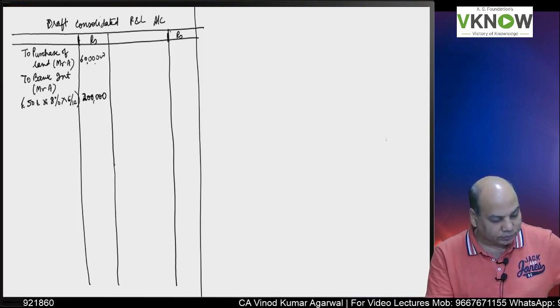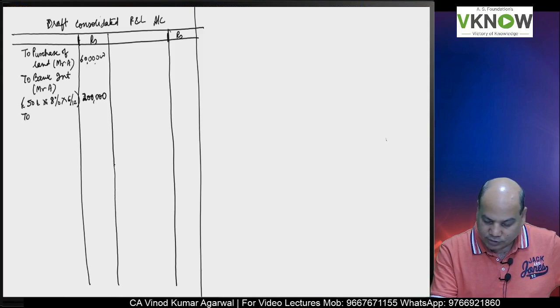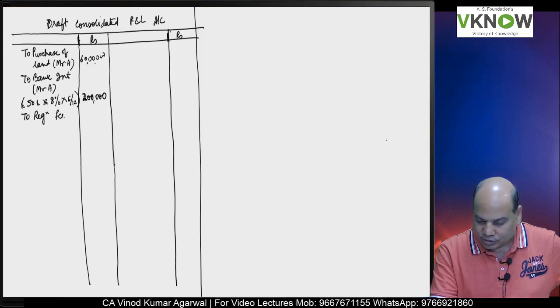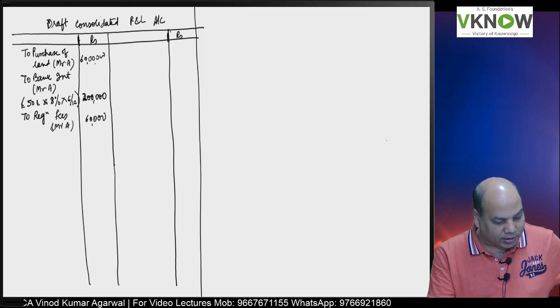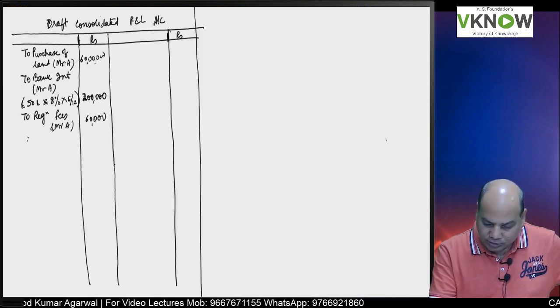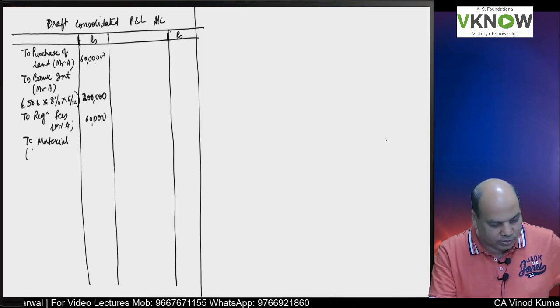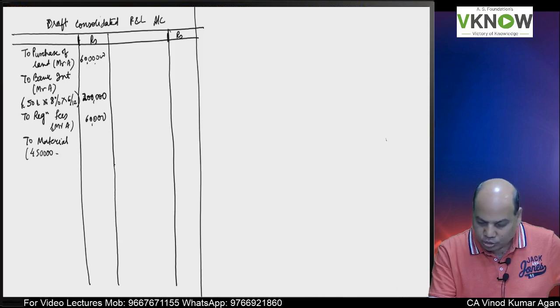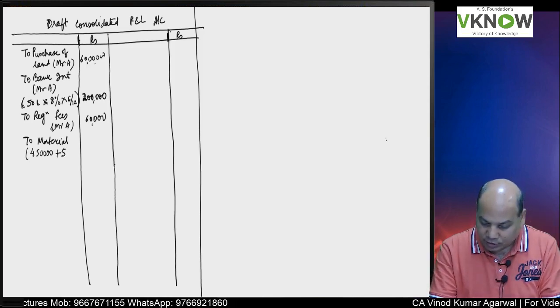Next line, Mr. B supplied the material. There is one more item. He also paid registration fees of rupees 60,000. To registration fees paid by Mr. A is 60,000. Then it says Mr. B supplied the material. To material, Mr. B supplied 4,50,000 from own godown, and 5 lakh he had to purchase from the market, 5 lakh.